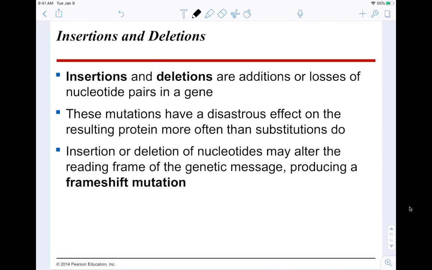Insertions and deletions. Insertions and deletions are additions or losses of nucleotide pairs in a gene. These mutations have a disastrous effect on the resulting protein because substitutions are only changing one specific place, whereas an insertion or deletion changes the total number of nucleotides, which affects everything downstream. So anything that comes after the mutation is affected. The insertion or deletion of nucleotides may alter the reading frame of the genetic message, producing a frame shift. So the two different types of mutations are point and frame shift. Point are a lot less disastrous, while frame shift are very bad. So let me give you an example.